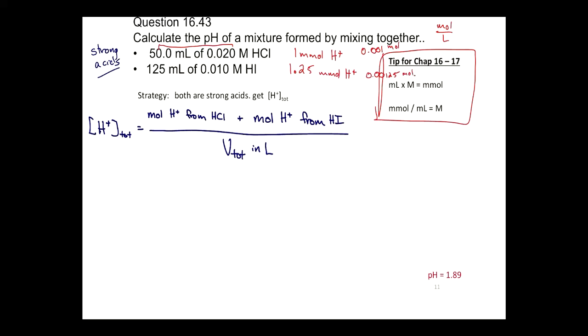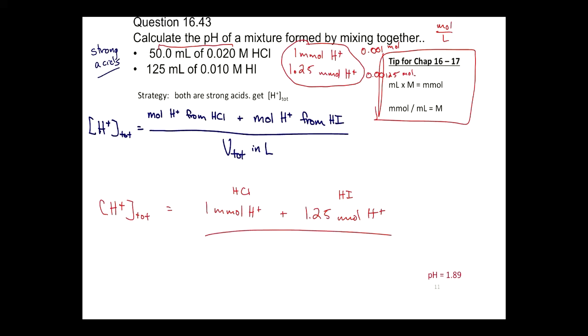So you can clearly see that each of these acids is contributing a certain millimole amount of H plus. If we calculate this H plus total down here, 1 millimole of acid is coming from HCl, and 1.25 millimoles of acid is coming from HI. Now we just want to divide by the total volume of the solution. Since we're working in millimoles, let's make sure the total volume is in milliliters, because a millimole divided by a milliliter is a molarity. So we never had to convert to liters, and we never had to multiply or divide by 1,000.